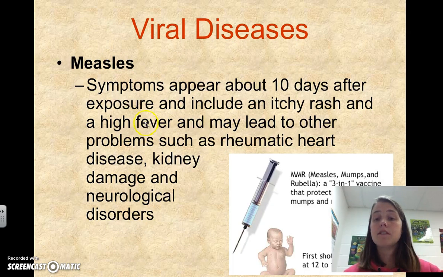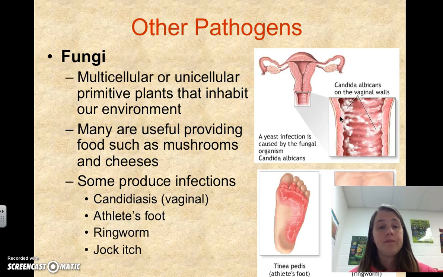Measles. Symptoms appear about 10 days after exposure, and this is an itchy rash and super high fever. It can really be dangerous. It can lead to other problems such as rheumatic heart disease, so heart disease, kidney damage, or other neurological disorders. But we typically get immunized for the measles when we are young.